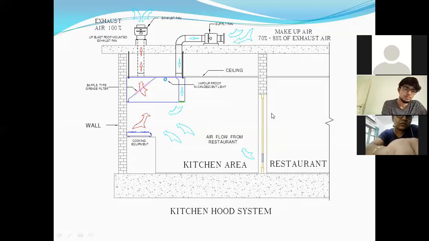So we are assuming that the 20% is automatically coming into the kitchen area through some openings or some cracks. Okay. So when you are designing a kitchen hood, when you are giving a supply, just multiply by 0.8, or take only 80% of the exhaust air, and design according to that. Okay. So I think this is fine for you. I think you have understood this. Okay. So I am moving to another slide.